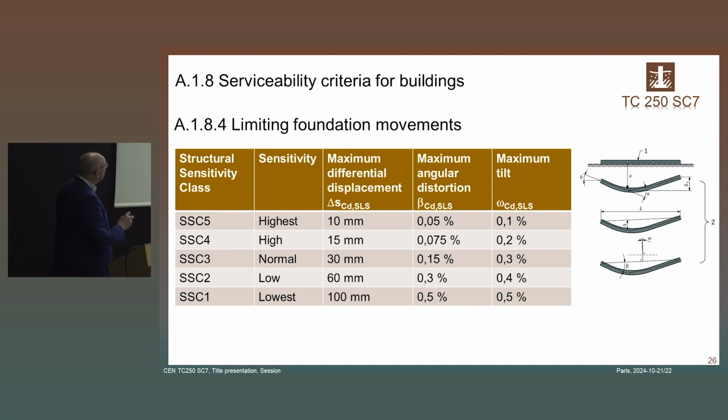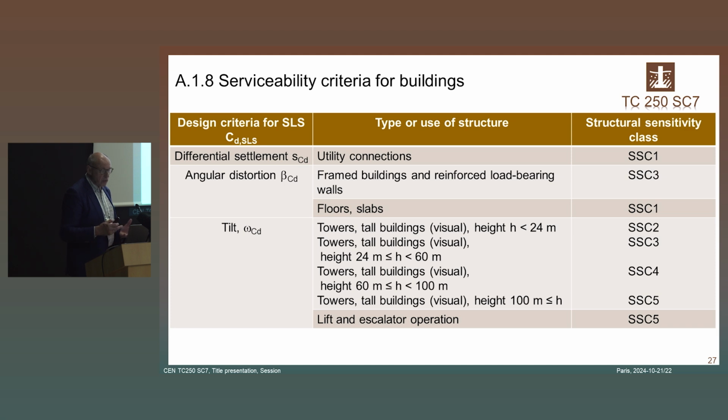1990 there is a table with serviceability criteria, which are maximum differential displacements. So as shown in the top, delta I think is the same as the delta z in the upper one. The maximum angular distortion, beta, in the bottom one, and the tilt also in the bottom one, omega. And there are various structural sensitivity classes 1 to 5, and they are coupled in a table to different structures and types of use. So towers, when they are smaller than 24 meters, fall in structural sensitivity class 2, and the highest ones fall in 5 and have requirements for the tilting.